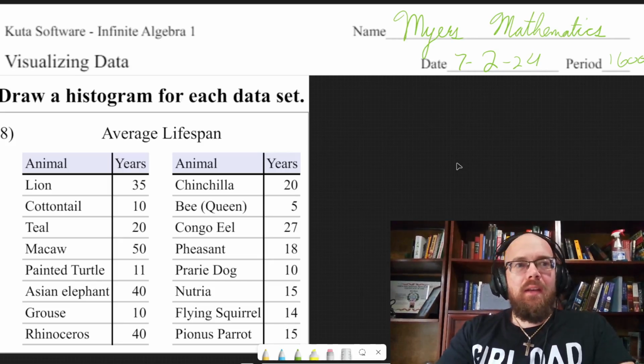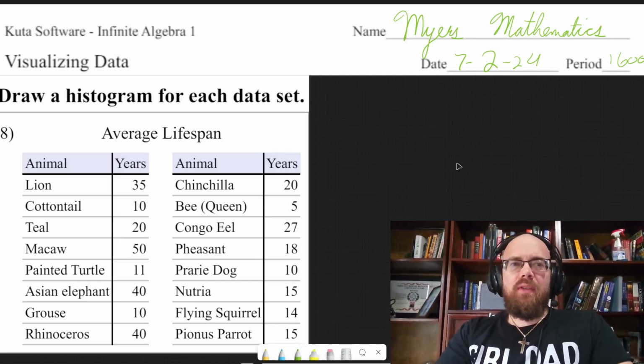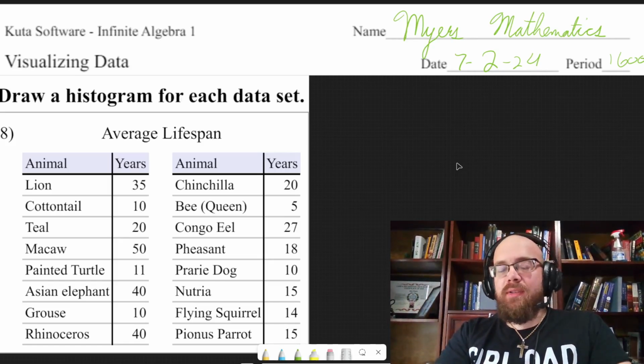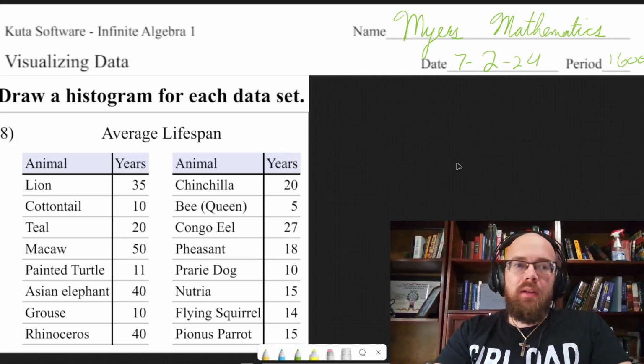This is Visualizing Data, Kuta Software Infinite Algebra 1. We are trying to draw a histogram for each data set. So we're on number 8. It's the last one. Average lifespan. So I guess that's how long each of these animals tends to live in the wild.